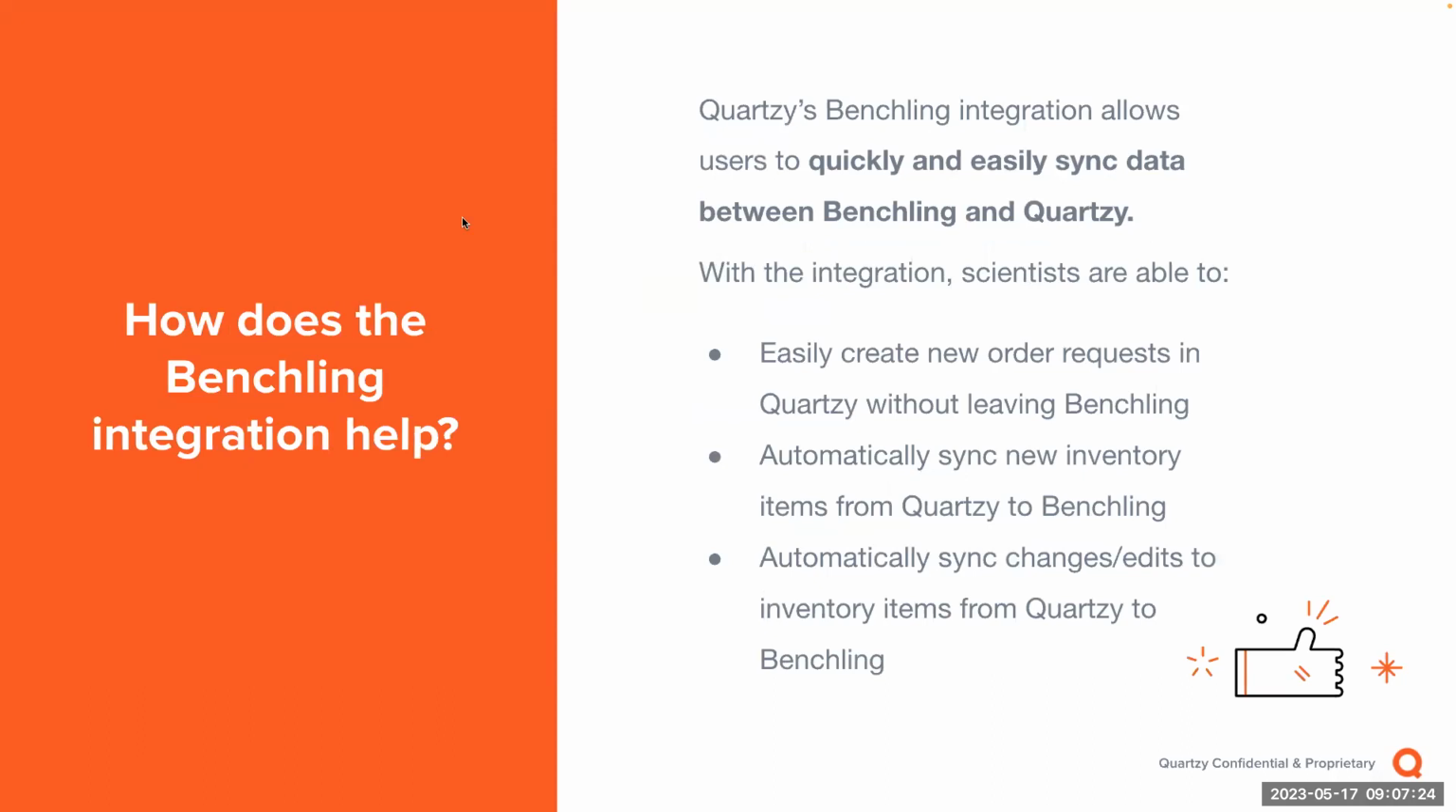The Benchling integration helps because it quickly and easily syncs data between Benchling and Quartzy. With the integration, scientists are able to create new order requests in Quartzy without leaving their Benchling tenant. They're also able to sync new inventory items from Quartzy to Benchling. So when you receive an item that you had ordered from Quartzy and you put it into your inventory, that inventory item is automatically created in your Benchling registry. And same thing if you change or edit that inventory item, that change or edit is also synced to your Benchling tenant.